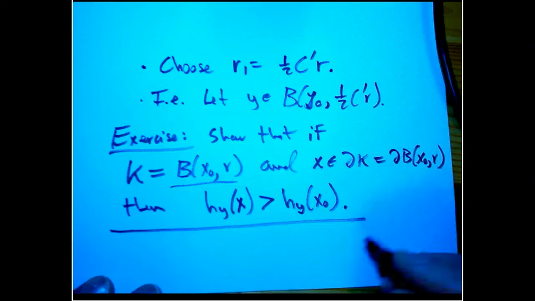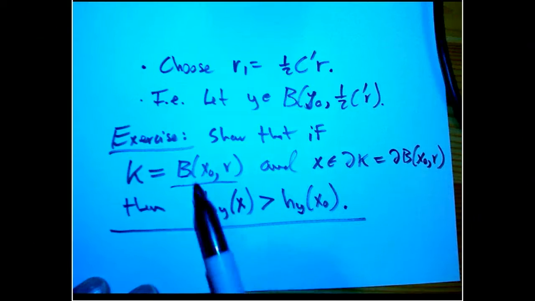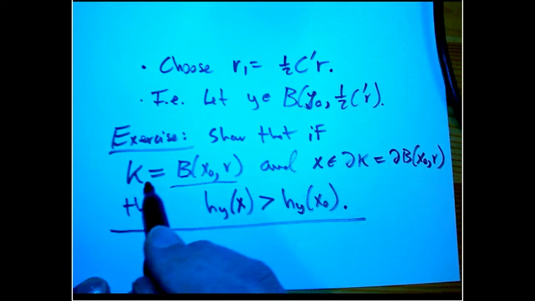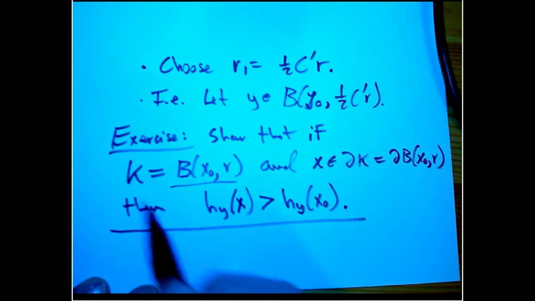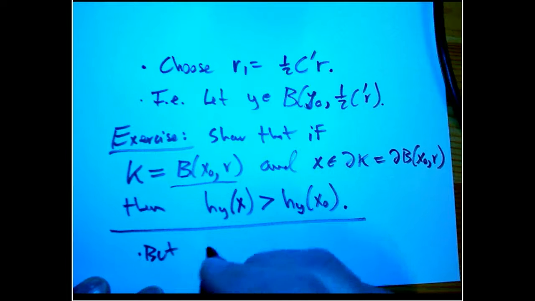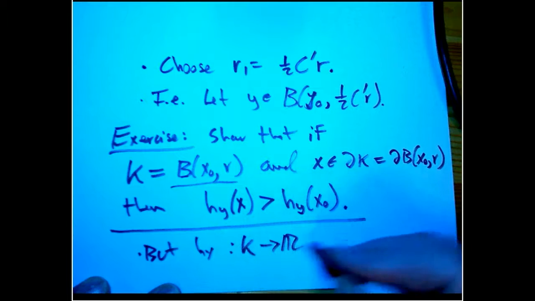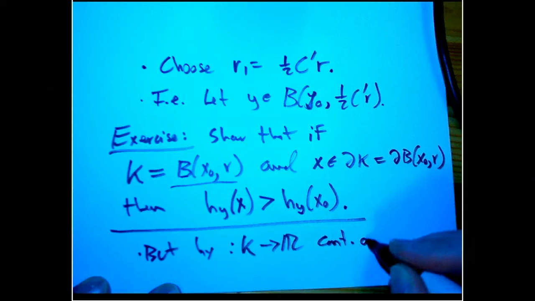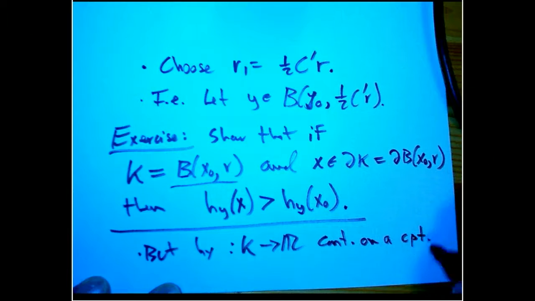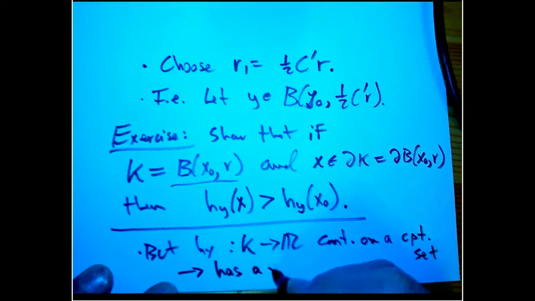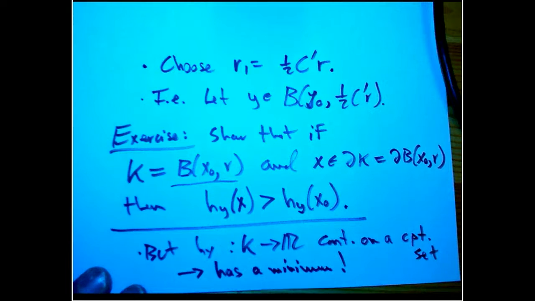Okay, so let's recap what happens when we know that. This tells us that the minimum of hy cannot be on the boundary of this compact set. But what do we know has to be true for a continuous function? hy from k to r is continuous on a compact set, and therefore it has some minimum. If it's not a boundary minimum, then it must be a critical point minimum.